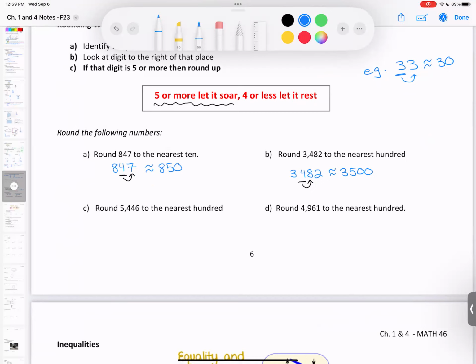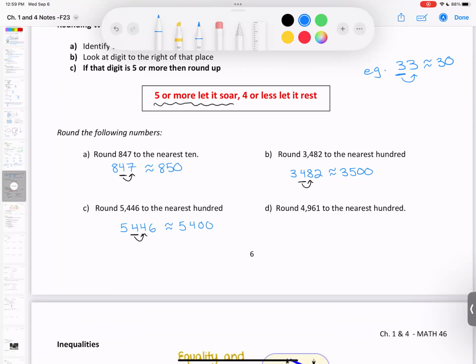Okay, so hopefully you had a chance to try C and D. Let's try them together. So we've got 5,446, and we want to round this to the nearest 100. So our hundreds position is here. We're going to look to the right. It's 4 or less, so let it rest. In other words, our hundreds are going to stay as they were. So we end up with 5,400.